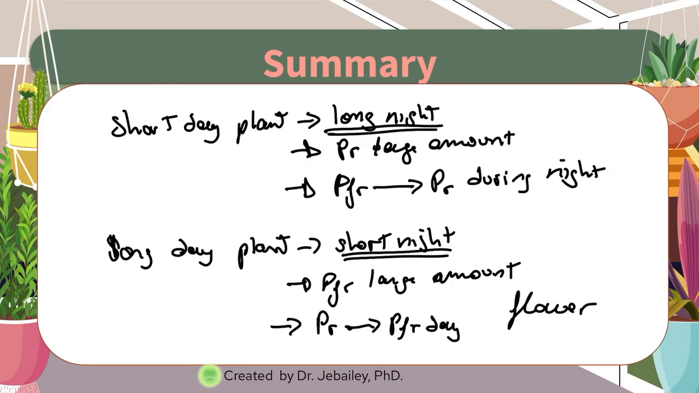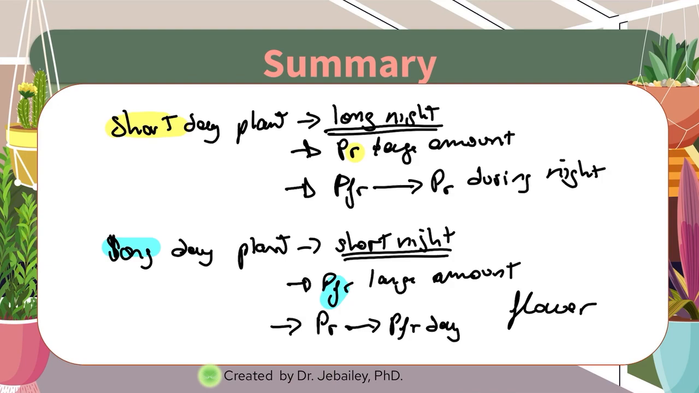Now, usually I tell students, you can see the word short, and you can think of the R, you can see the R is a little tiny. And then when you think of long, think of PFR, which is the F here is long. So long always wants PFR in a large amount, and short always wants the PR in a large amount. This is the only way they will flower.